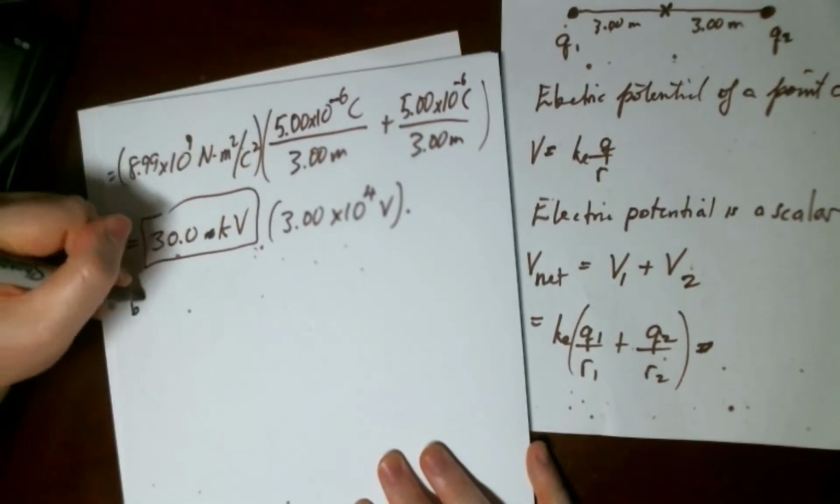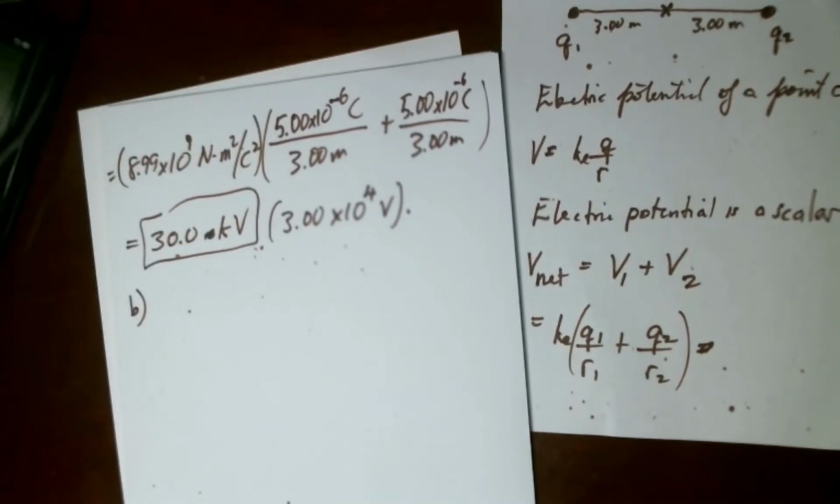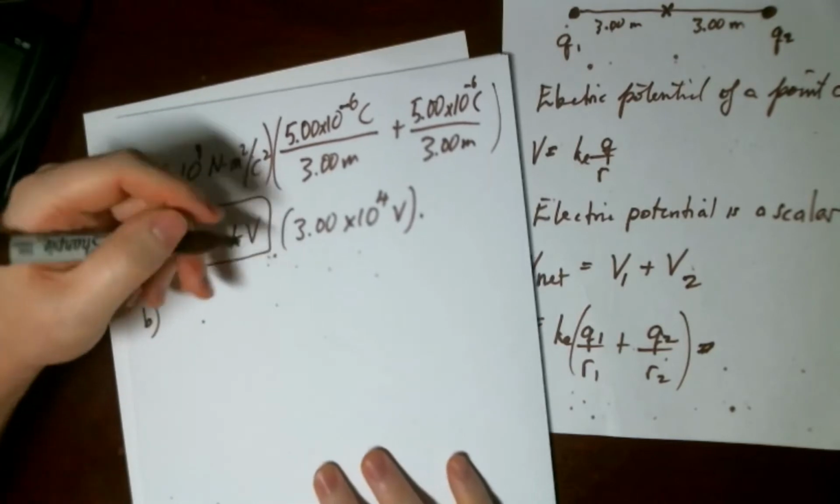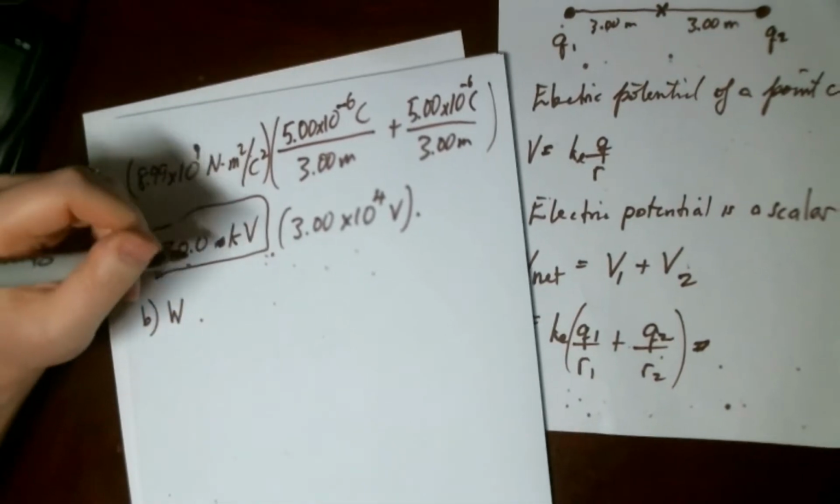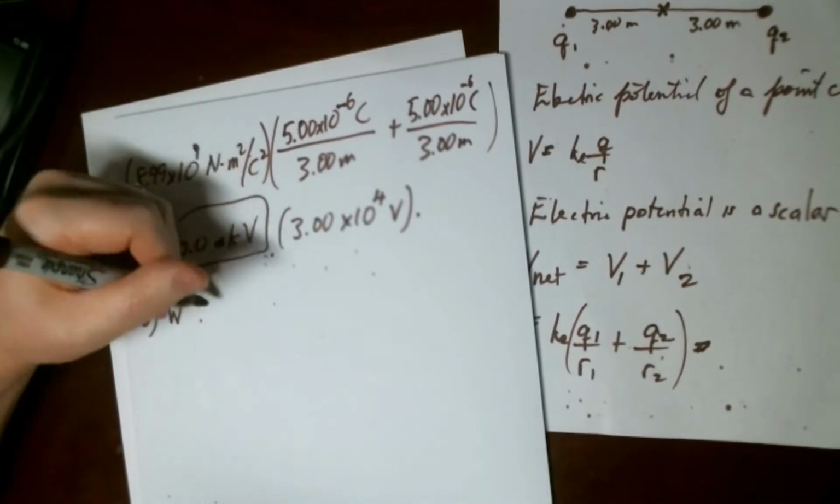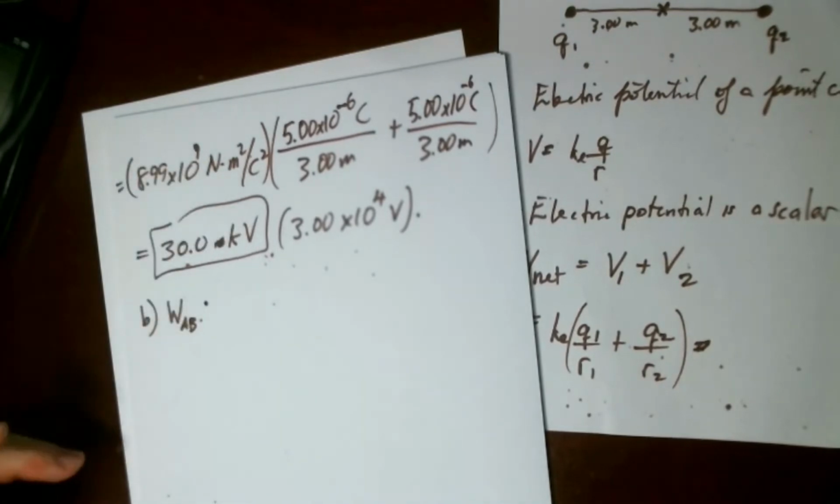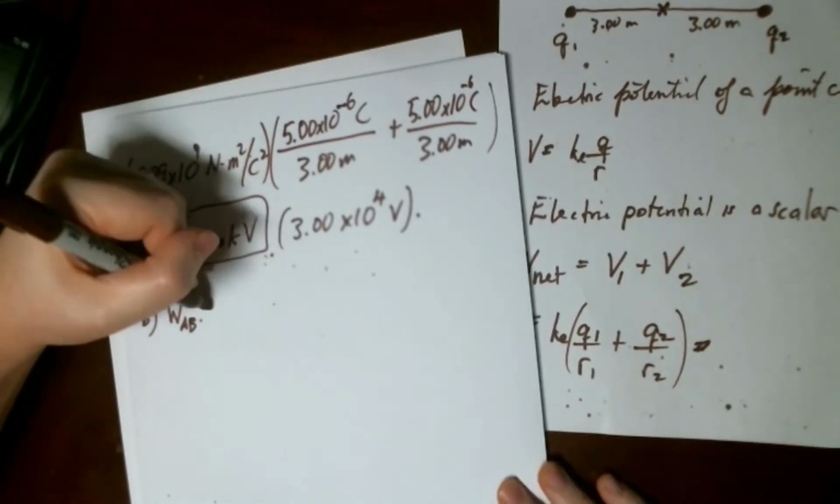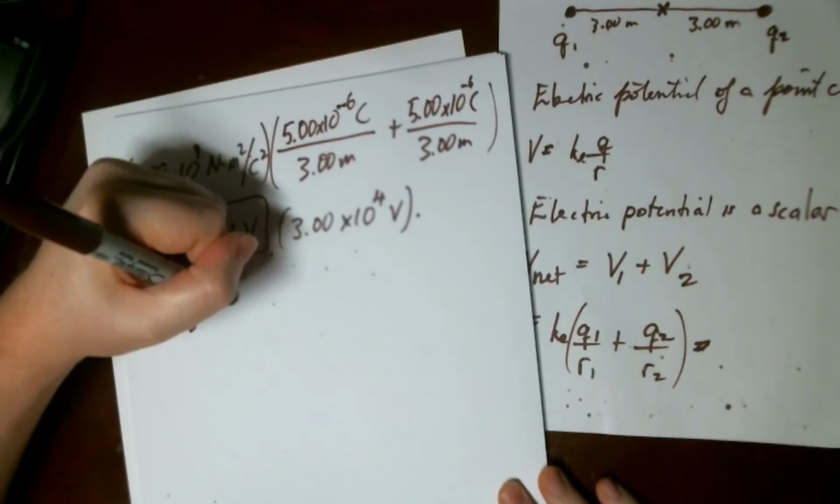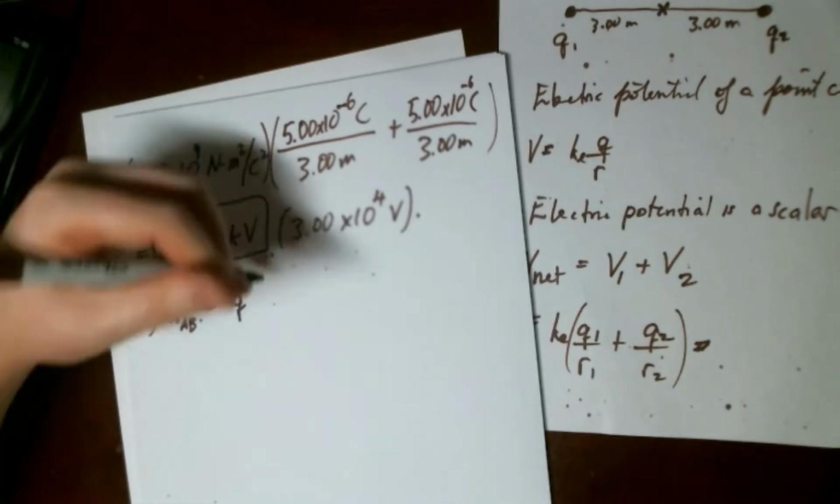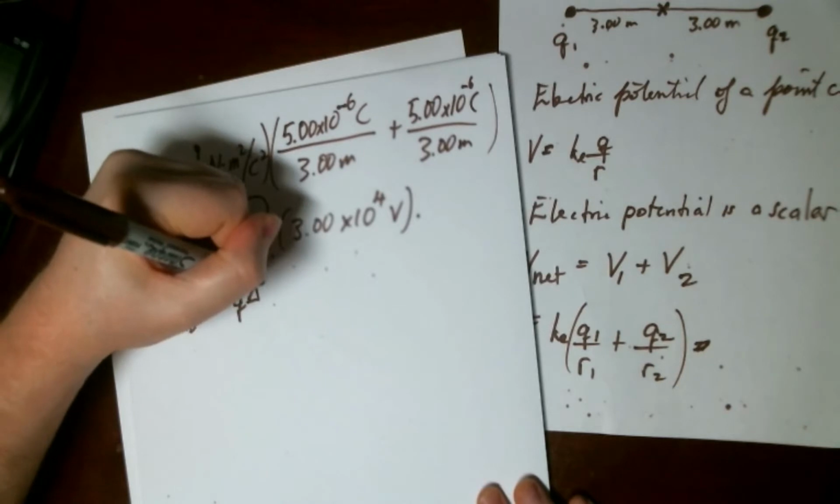For part B, we want to see how much work we need to do on a third charge to put it at that point, assuming that it comes from very far away. So the work we do moving a charge from point A to point B in a potential is just going to be the magnitude of the charge we're moving times the potential difference between those 2 points.